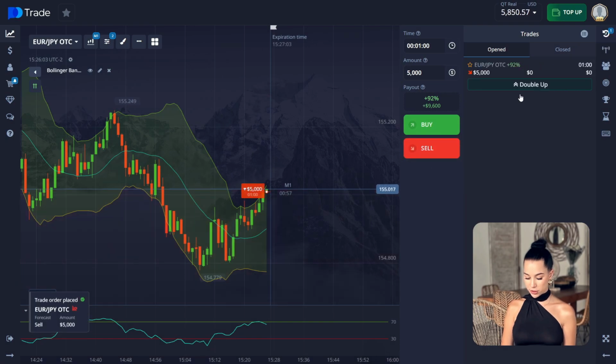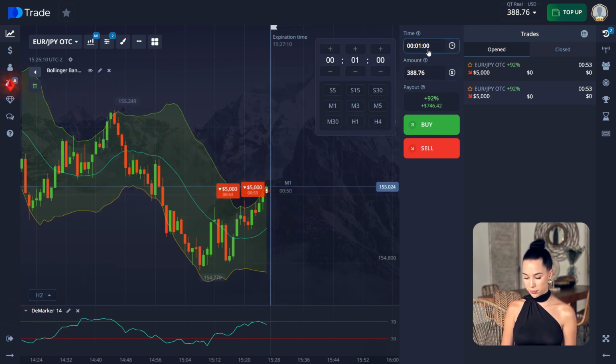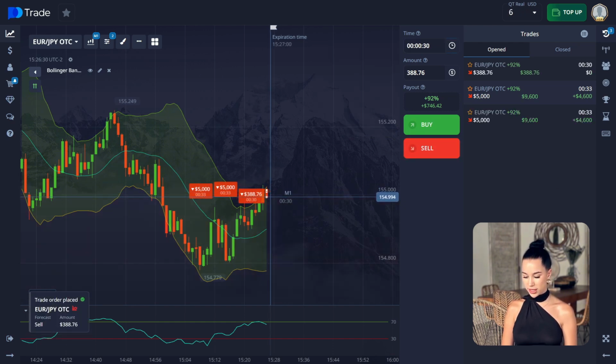Here we open a sell trade for 5,000 and double up immediately, so almost for all of our deposit, and then we're changing our amount of money to everything that we have, and we need to change our time of the expiration. Oh my God, why can I not do it? I want to do it for 40 seconds. Oh, I can't. But a second, give me just a moment. I'm really nervous actually because we have such big trades. Okay, let's do it for 30 seconds and open a sell trade here for another almost $400.